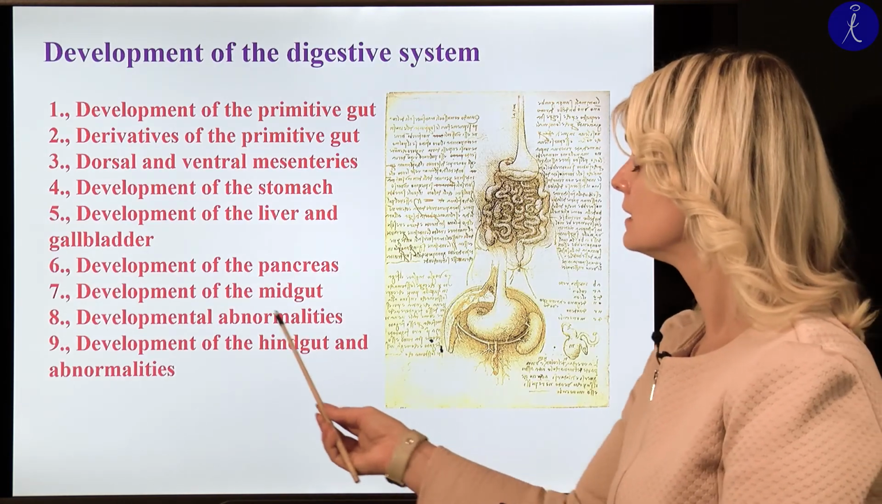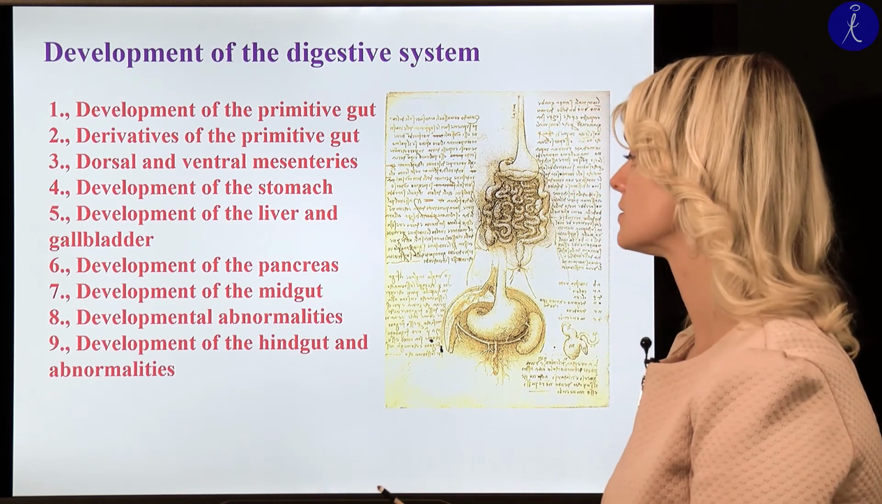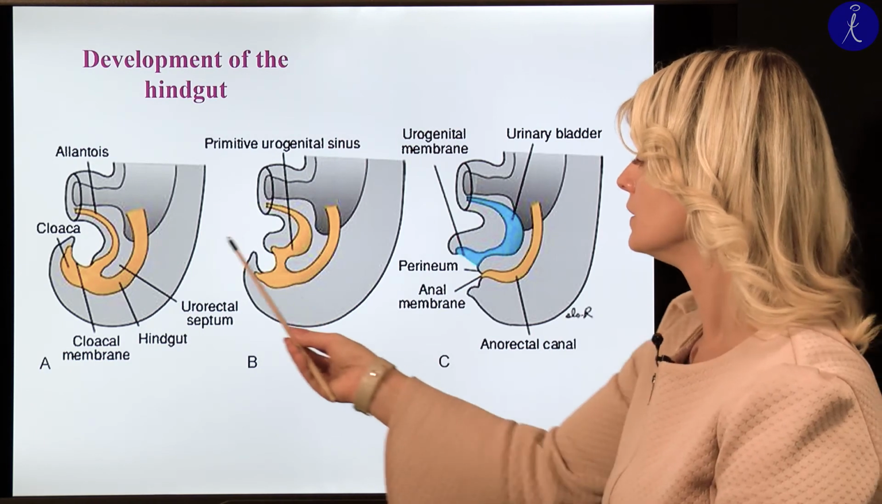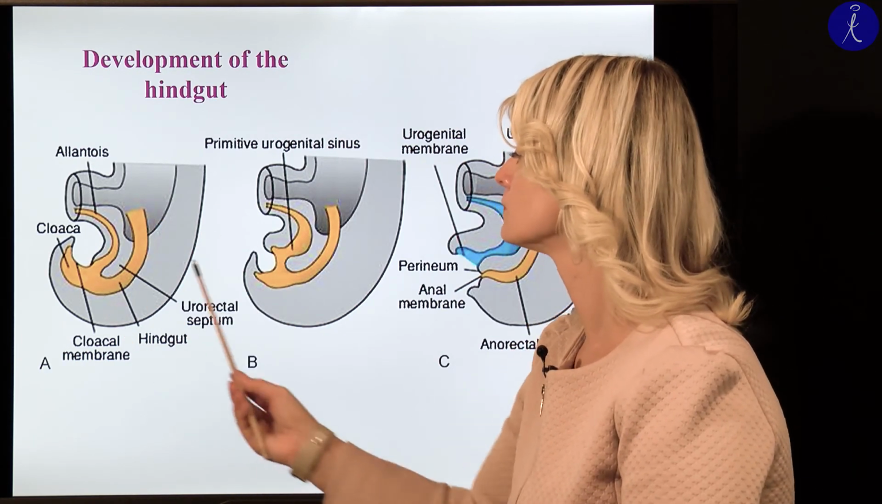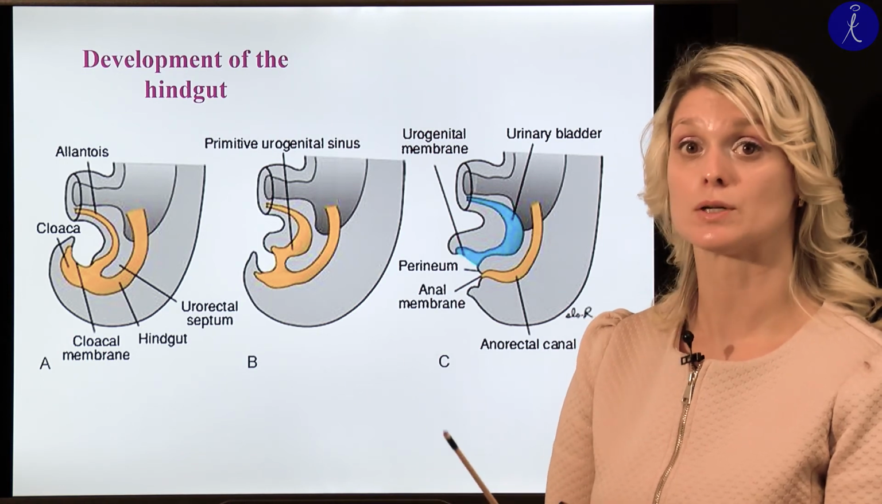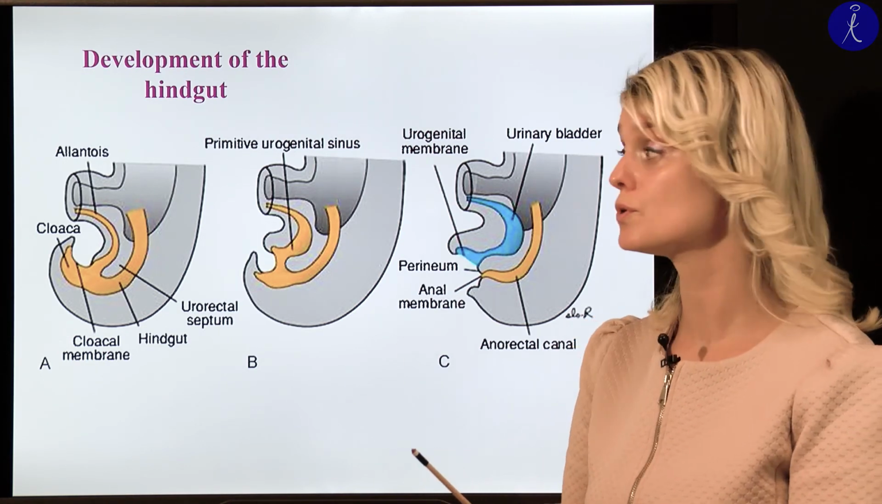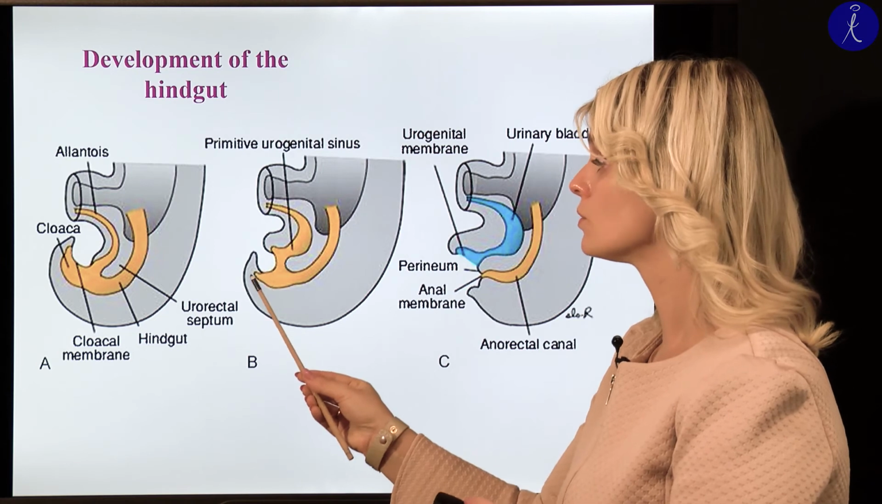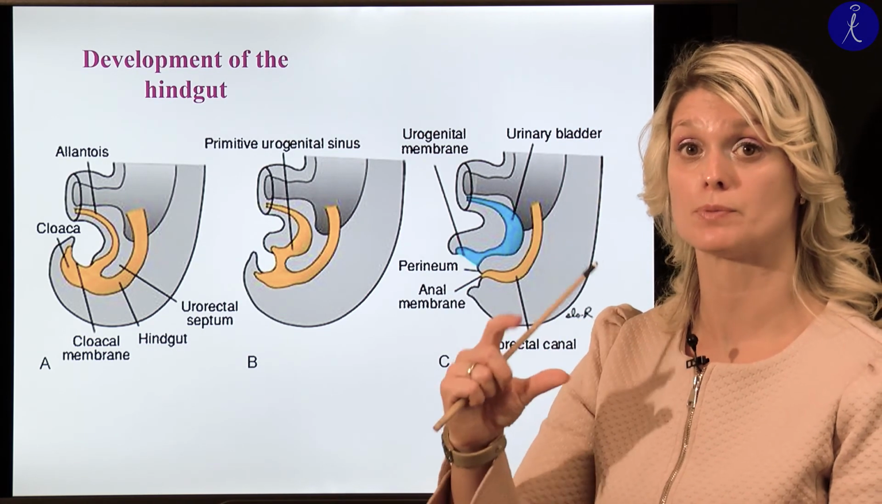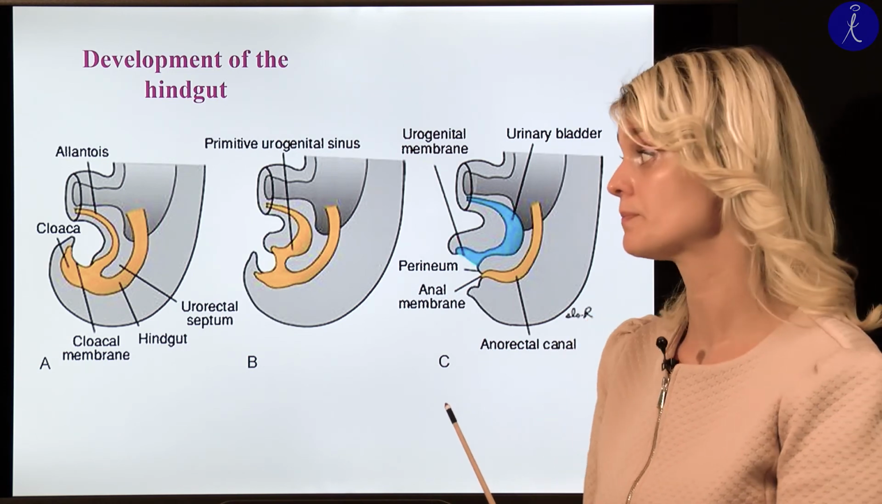And finally, the last point is the development of the hindgut. Here you can see that part. From the hindgut will develop the distal one third of the transverse colon, the descending colon, the sigmoid colon, and the rectum, the upper part of the anal canal.